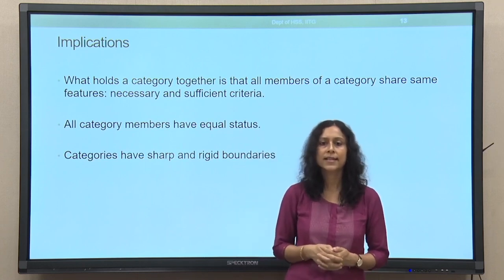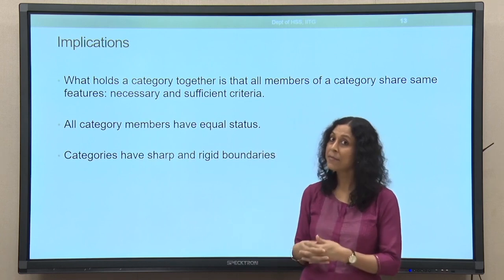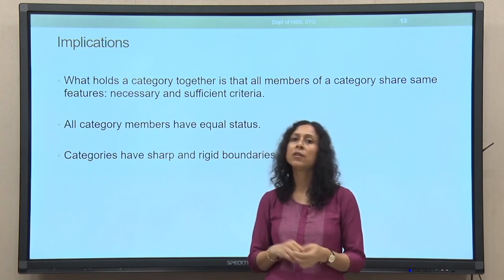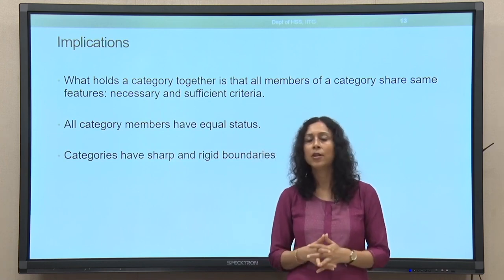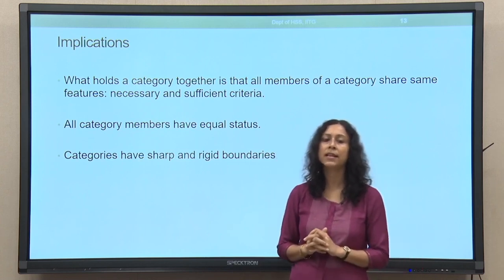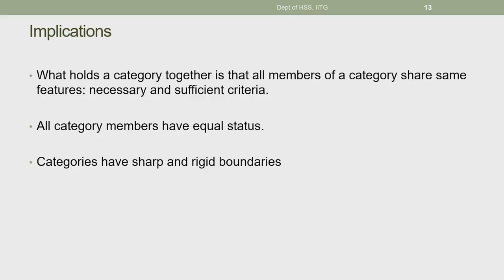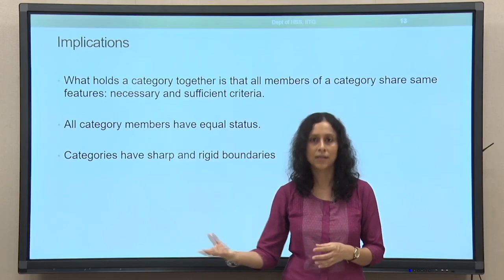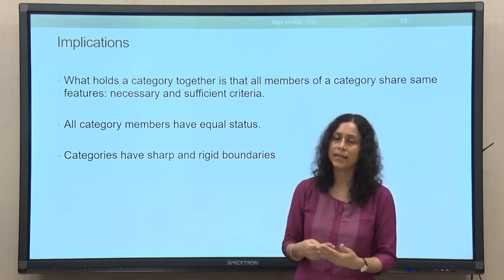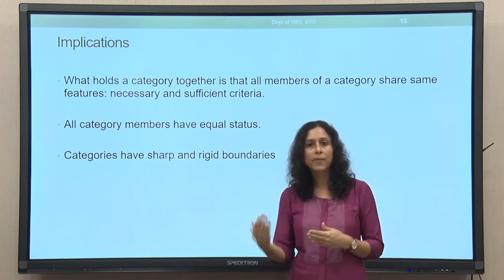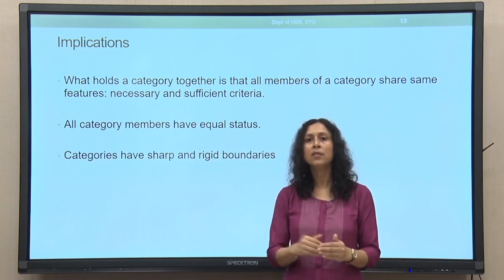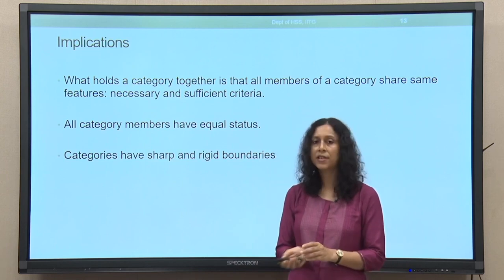What holds a category together is that all members of a category share the same features, the same necessary and sufficient features we have just seen. So, all uncles have to be plus male, all uncles have to be older generation, and they have to be non-linear antecedent. All uncles have to qualify for all these characteristic features. Hence, all the members share all the criteria, as a result of which all members of a category will have equal status. So, no instance, no particular token of uncle is better uncle than another uncle, or no man is more man than another. So, there is no hierarchy, there is no gradation among the members of a category, all members have the same status. Now, obvious implication of the second point here is that categories have very sharp boundaries. So, there is a very clear cut division between what is and what is not part of a category. These are the serious implications of classical category.